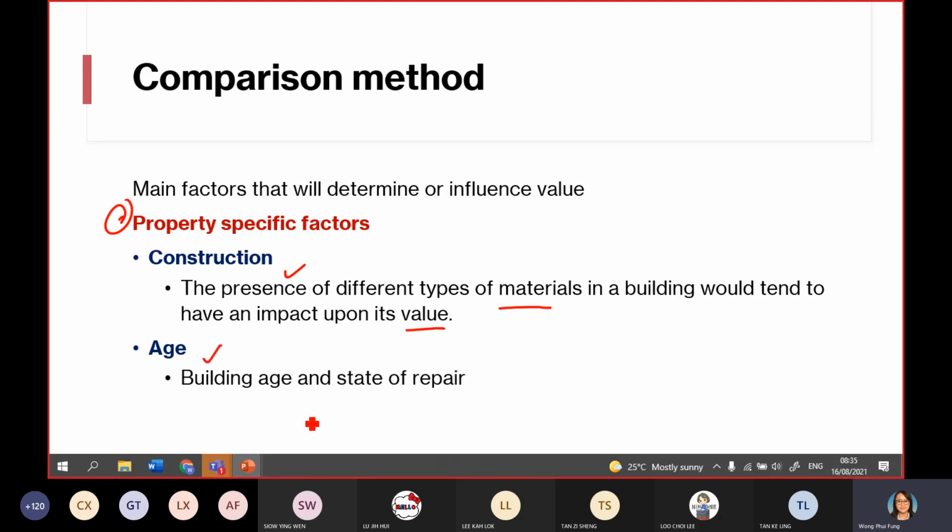Age. So of course, old buildings tend to be lower value because building age and the state of repair are related. If the age is very high, which means the building is quite old already, then we will expect you need to do more repair and maintenance as compared to a new building. So the age of the building will also affect the property value.